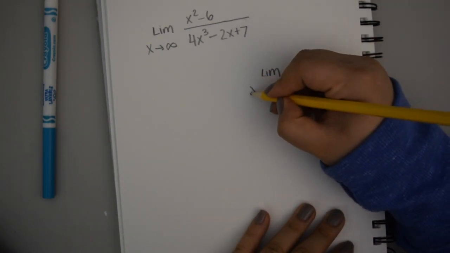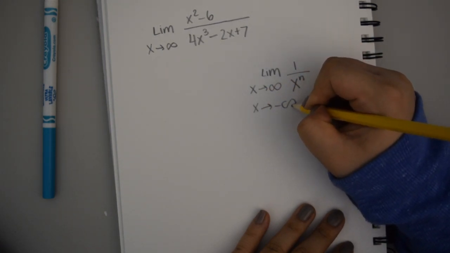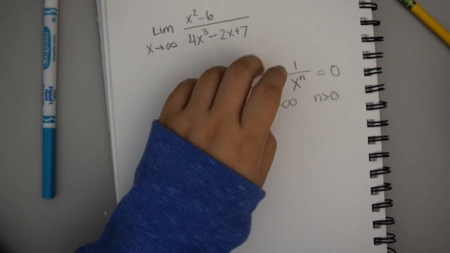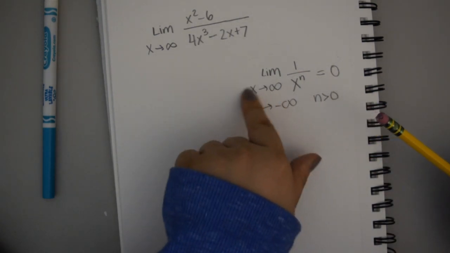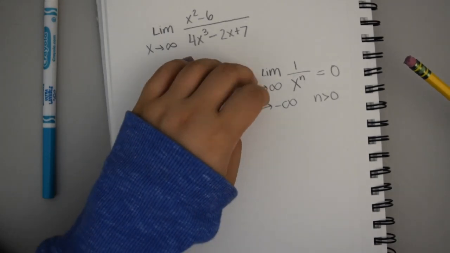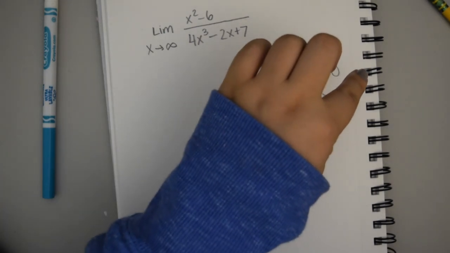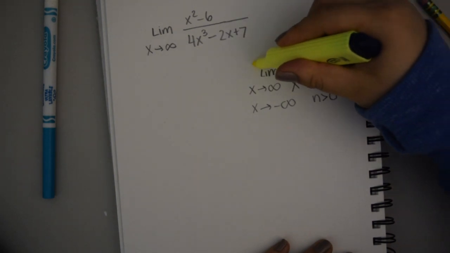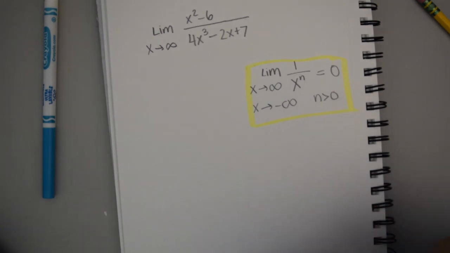And so the limit of this thing as x approaches infinity, and also as x approaches negative infinity, both equal 0. I didn't write it again for negative infinity, but you know what I mean. The limit for both infinity and negative infinity is 0. That is the only fact we really need to know to do all these other limit problems. It might not look like it, but let me show you what to do.